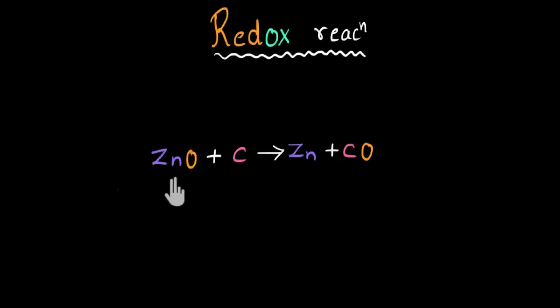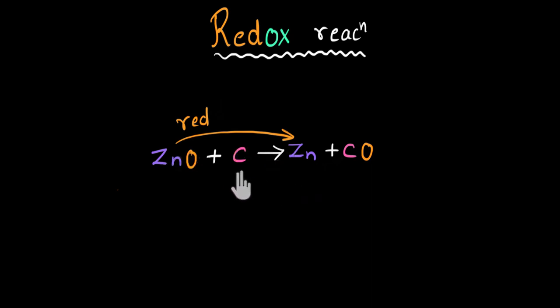So here I have zinc oxide that is reacting with carbon to give me zinc and carbon monoxide. If we focus over here on zinc, initially zinc was combined with oxygen, zinc oxide. But during the course of reaction, zinc is losing its oxygen. Zinc has lost its oxygen in the reaction. And loss of oxygen, we saw that it is called reduction. So zinc is undergoing a reduction reaction.